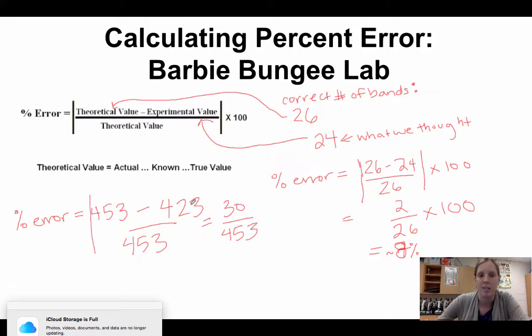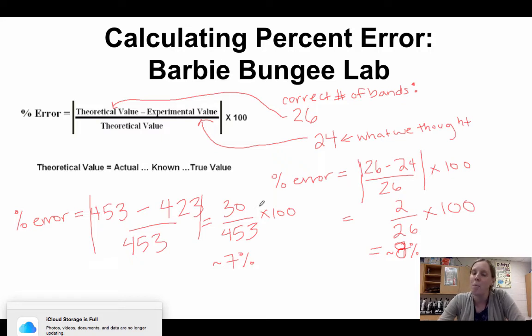Again, theoretically, this is the absolute value, although if it's a positive number, you don't really need to worry about it, times 100. And so in that case, if this was my group's data, we would have had a percent error of about 7%, when I round it to just 1 sig fig. It looks like I can maybe have either 1 or 2 sig figs depending on how certain I am about that 30 centimeters. So that's how you would calculate percent error for your Barbie Bungee lab, and you're going to be doing that today.